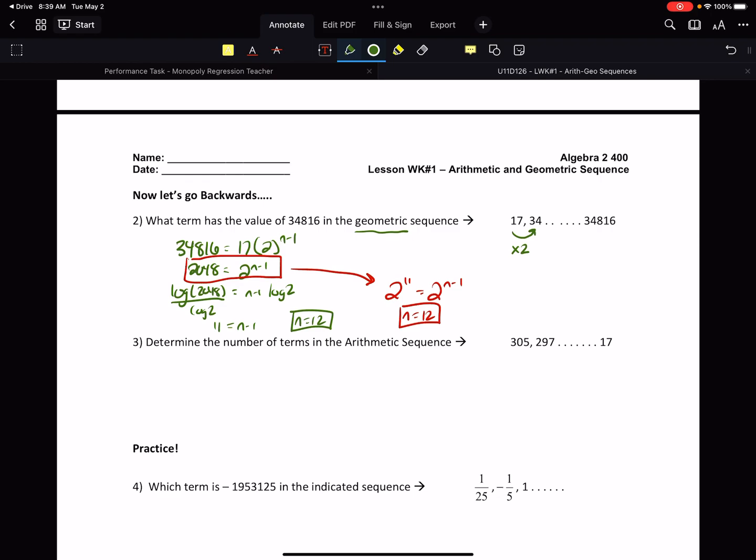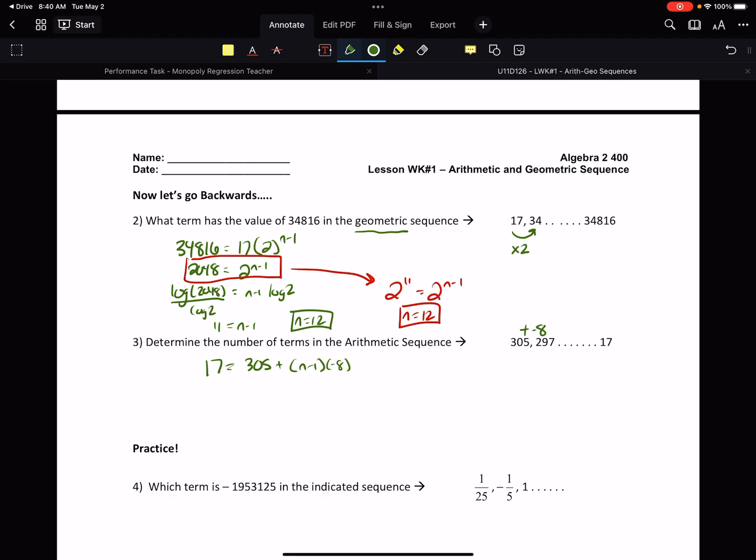Right? Arithmetic. Right, so what do we got going on here? Plus negative 8. Yeah, you can say minus 8, but understanding that it's always going to be the common difference that we add. So I'm going to say plus negative 8. We got our formula. 17 equals T1 plus n minus 1 times negative 8.